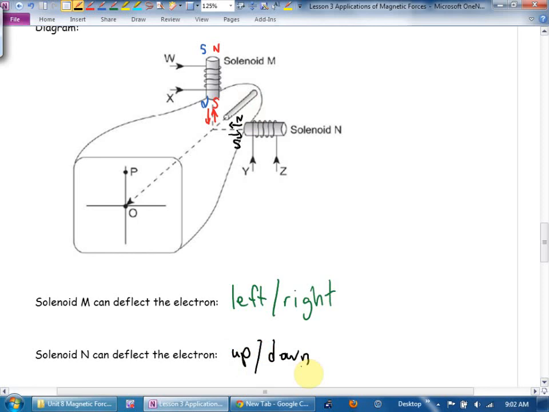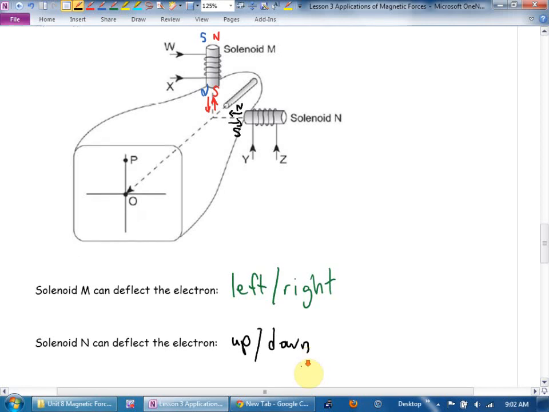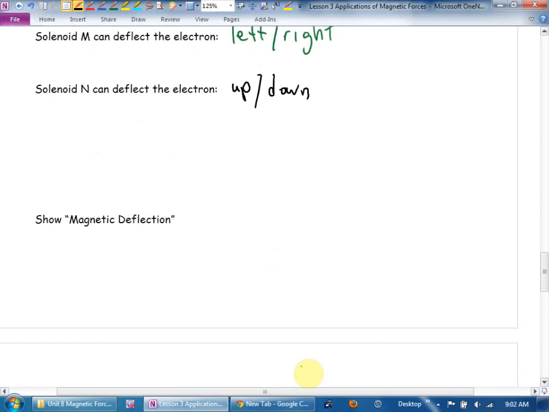That's really how a cathode ray tube works. They don't use parallel plates. They use solenoids with magnetic fields because we can control that magnetic field so accurately just by changing the current. And by changing the current, stronger magnetic field, bigger deflection, weaker magnetic field, not as big a deflection. It says, show magnetic deflection. I already showed you the video of the magnet deflecting the TV screen, right?